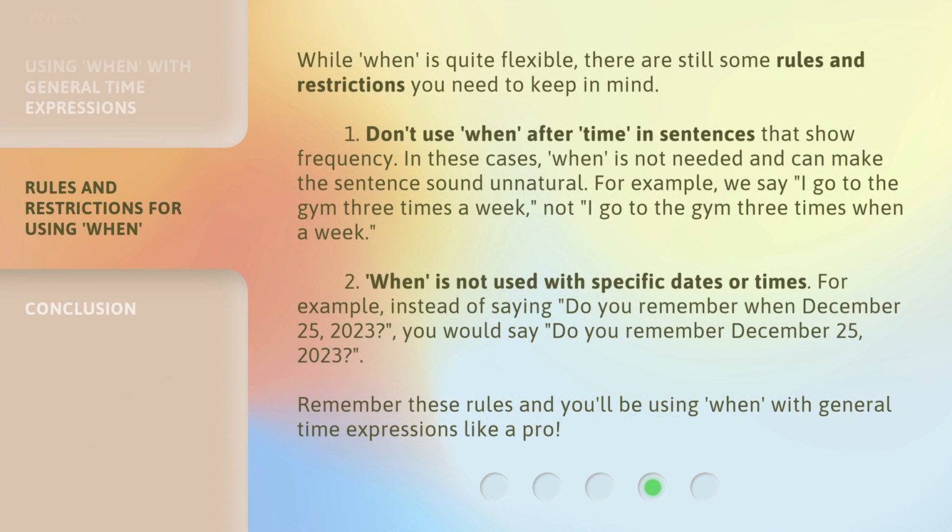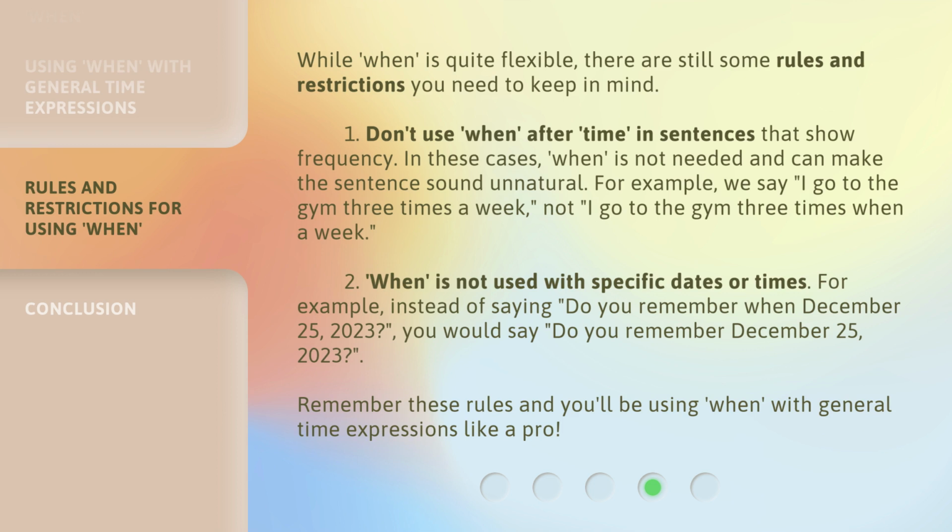While when is quite flexible, there are still some rules and restrictions you need to keep in mind. 1. Don't use when after time in sentences that show frequency. In these cases, when is not needed and can make the sentence sound unnatural. For example, we say, I go to the gym 3 times a week, not, I go to the gym 3 times when a week.